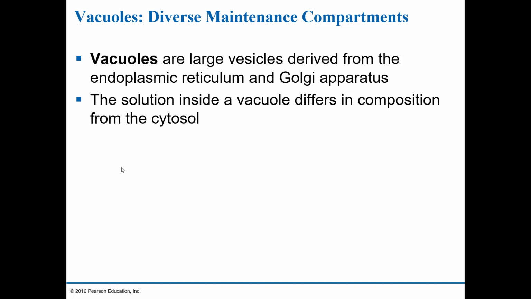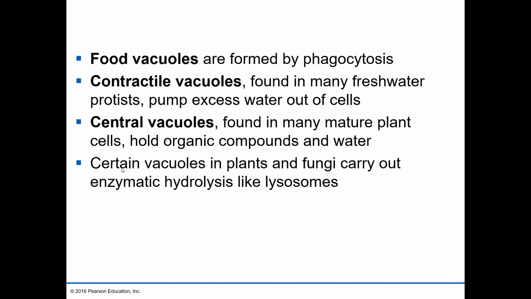Vacuoles are basically storage devices. Vacuoles are big vesicles, way bigger than a lysosome, and they're derived from the endoplasmic reticulum and the Golgi. So what is inside the vacuole is going to differ from what's outside in the cytosol. And we have different types of vacuoles. There's food vacuoles, which are formed by phagocytosis. There's contractile vacuoles, which are usually in things that live in water. What they'll do is pump extra water out of the cells since they're so saturated with water.